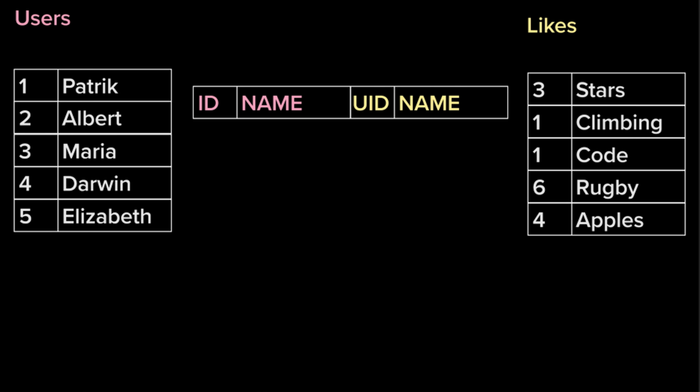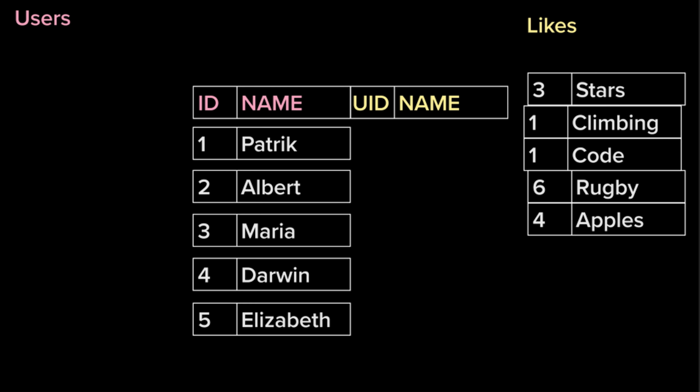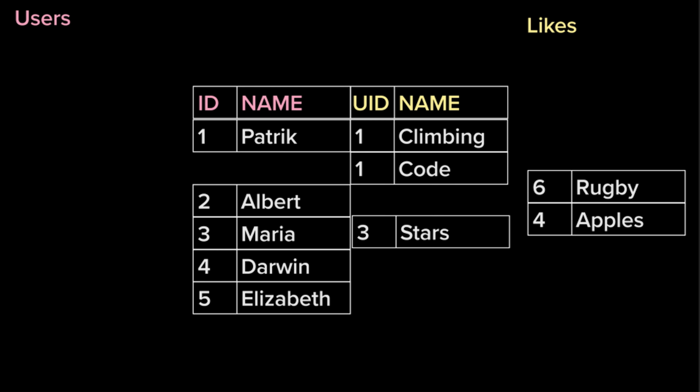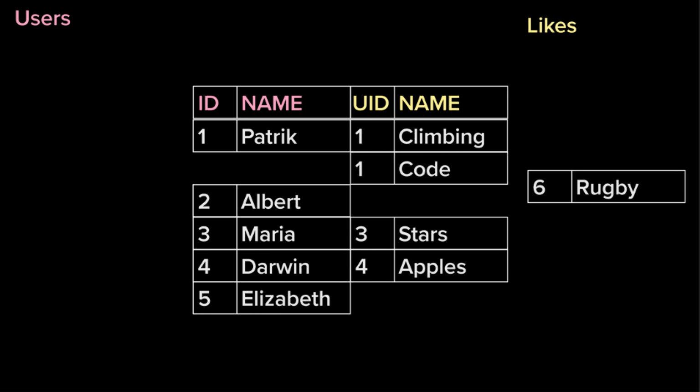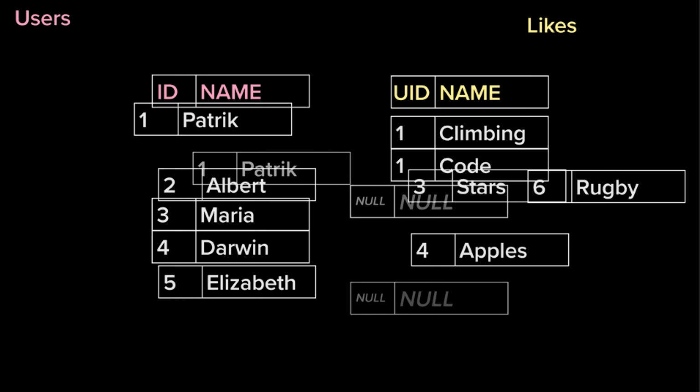And then this is the left join. As you can see, what we want to do is include all of them: Patrick, Albert, Maria, Darwin, Elizabeth. It doesn't matter if there's a match or not, so that's why I'm putting them all in the middle right away. And then we go ahead and match them. All right, got matched. Also, Patrick is 2 rows. And then everyone else gets assigned nulls. So that is a left join, okay?